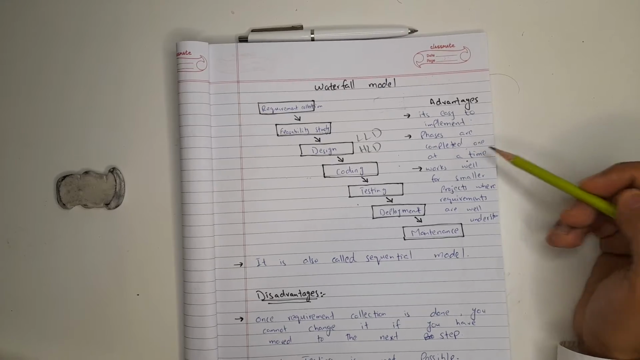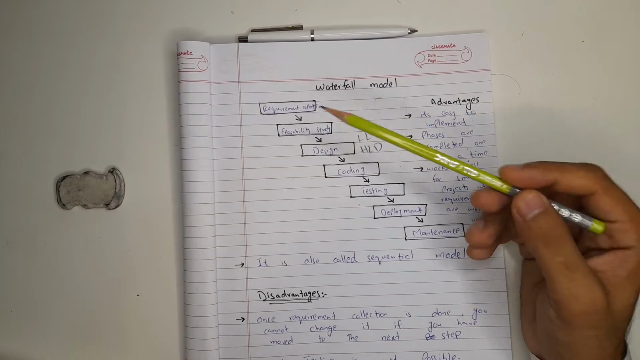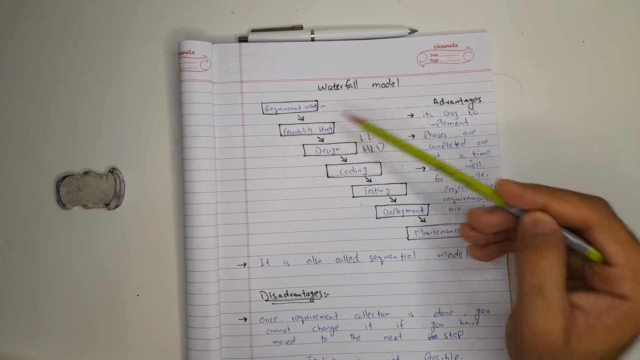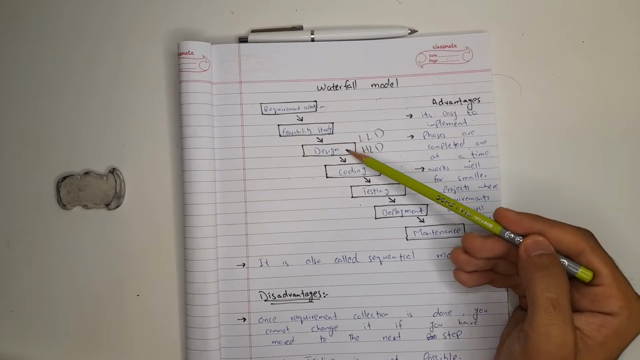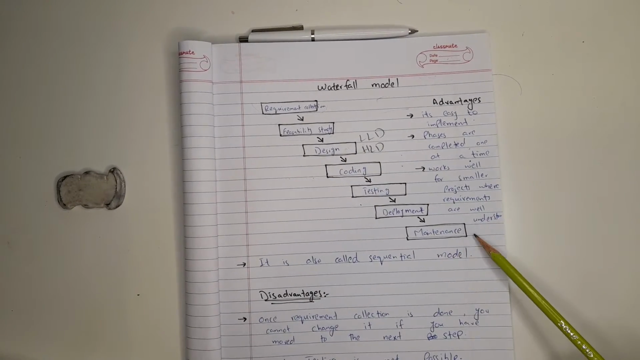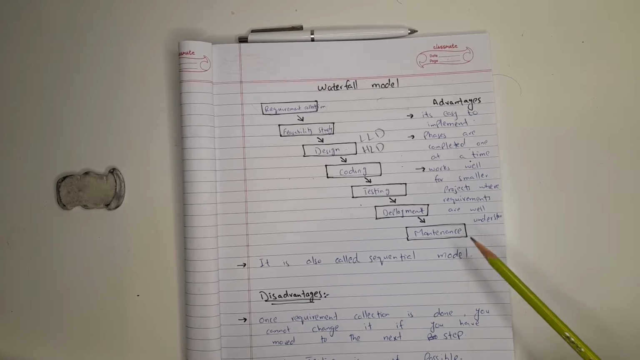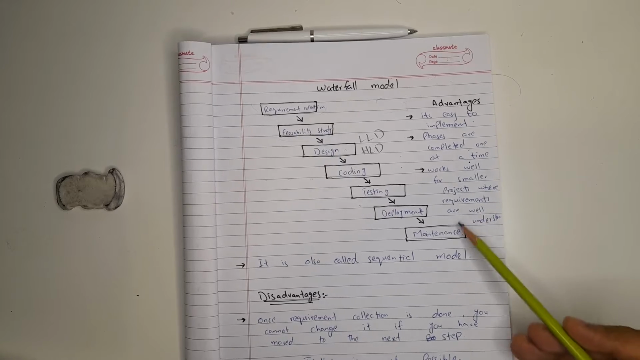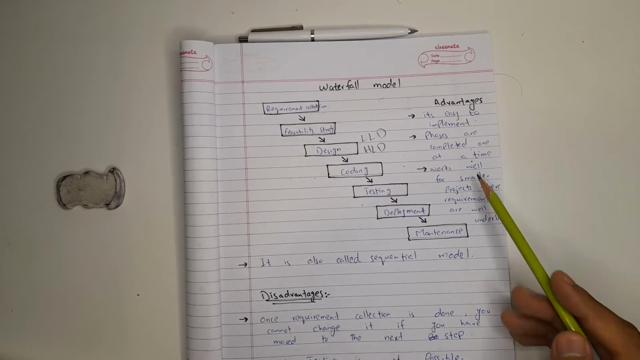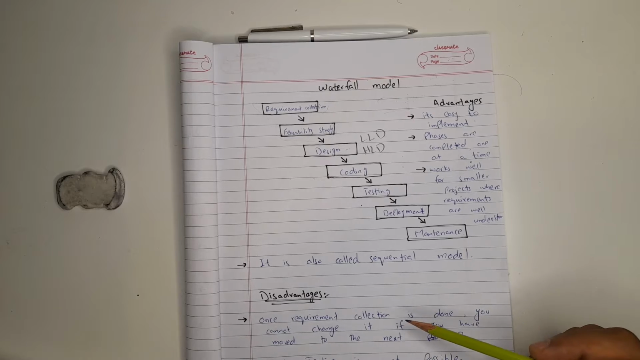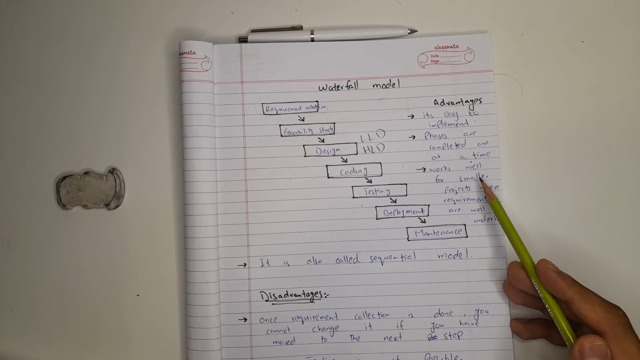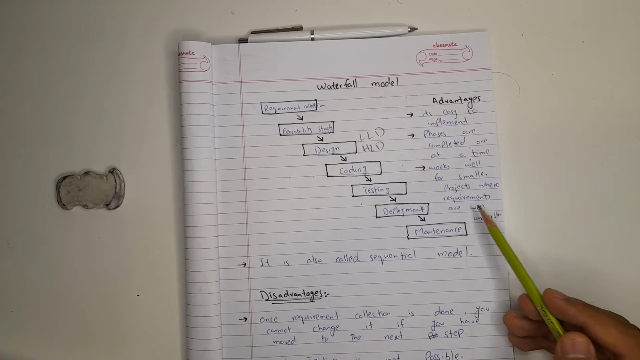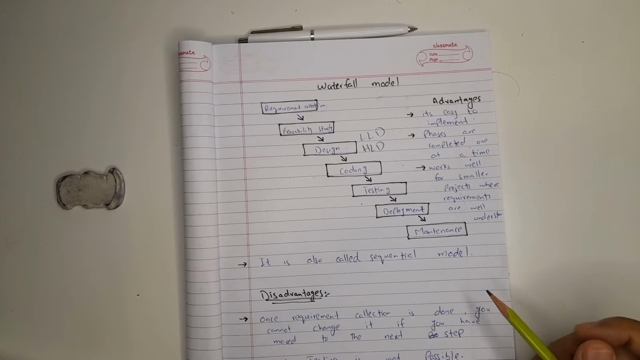The second one is that the phases are completed one at a time. As I mentioned, after the completion of requirement collection, only then can you move to the feasibility study, and after the feasibility study, only then can you move to the design, and so on. So one phase is done at a time. It works well for smaller projects where requirements are well understood. I will emphasize this point when we talk about the disadvantages: why it is only useful for smaller projects, and why it is useful for projects where the requirements are well understood.